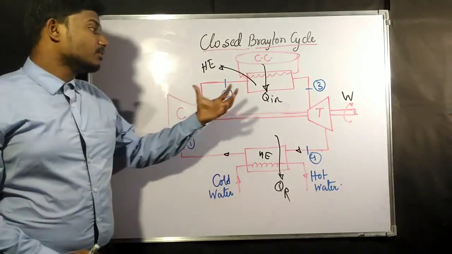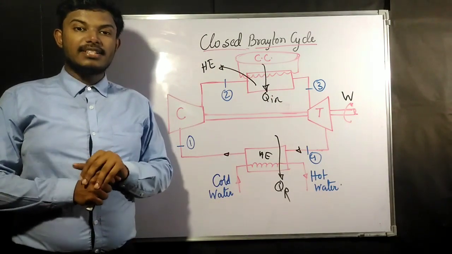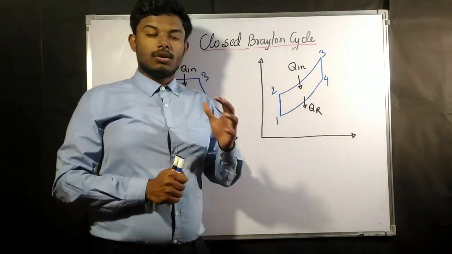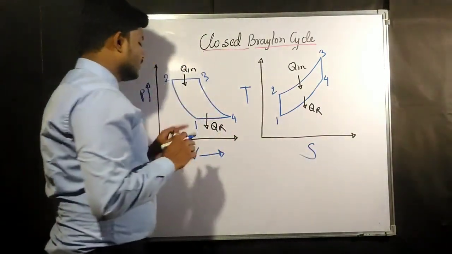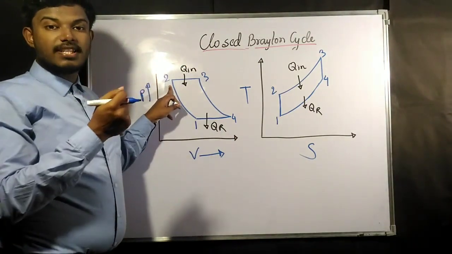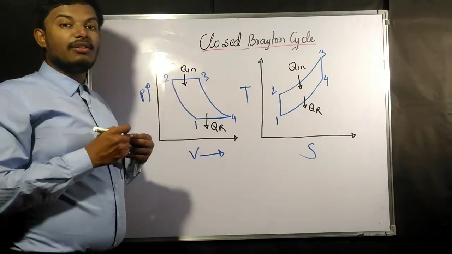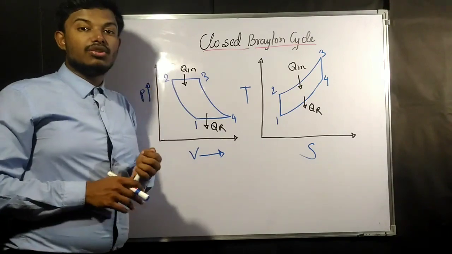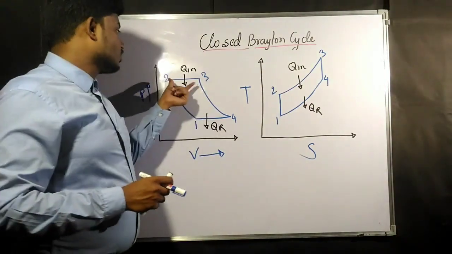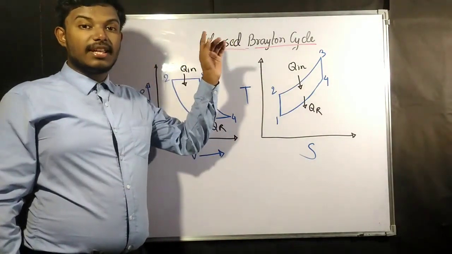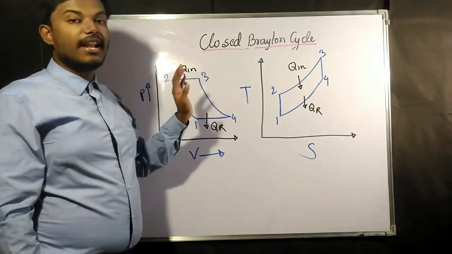Now, in the next board we are going to represent this closed Brayton cycle in a PV diagram and a temperature-entropy diagram. So 1 to 2 was compression, by the compressor. The compression takes place adiabatically, so 1 to 2 is our adiabatic compression. 2 to 3 is our heat addition, but the heat addition takes place at constant pressure. If you remember, we said that the Brayton cycle is also known as the Joule cycle or constant pressure cycle because it has two processes at constant pressure.